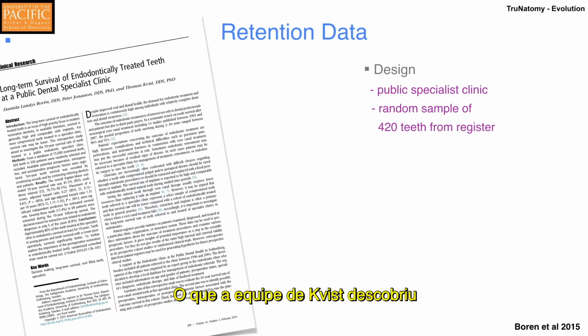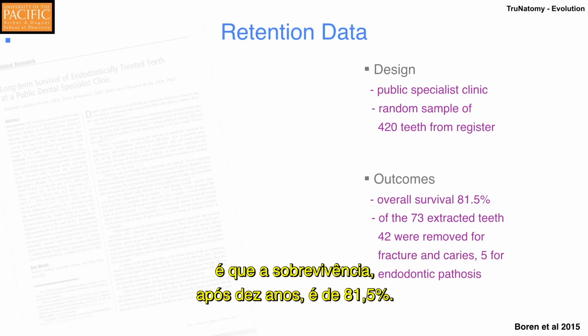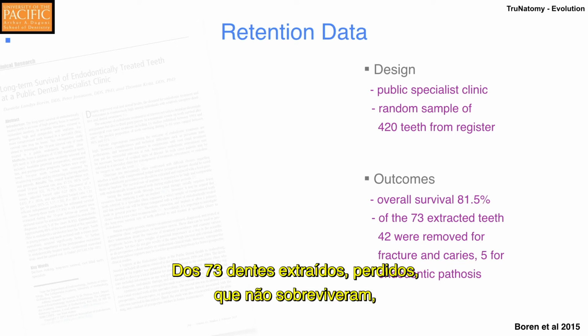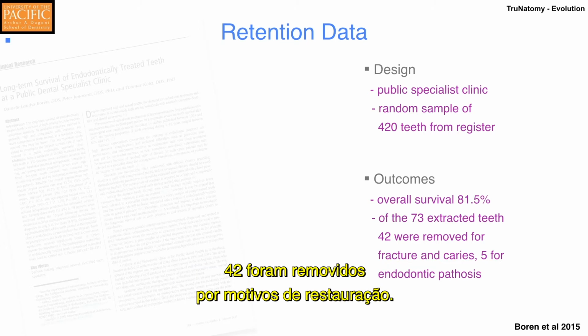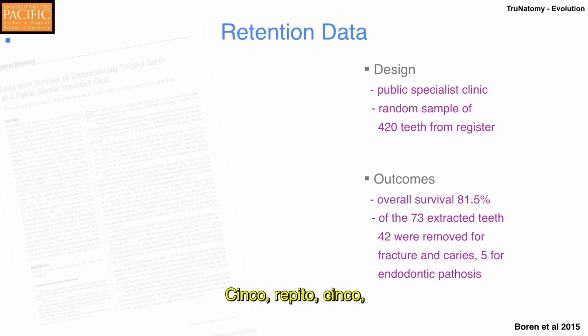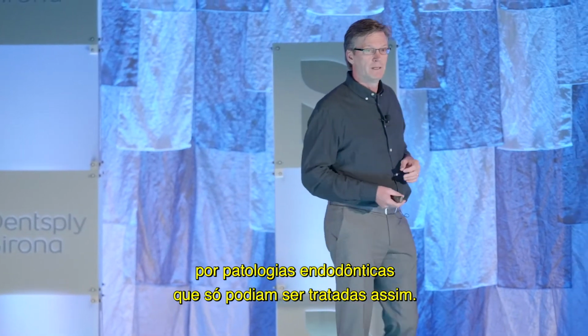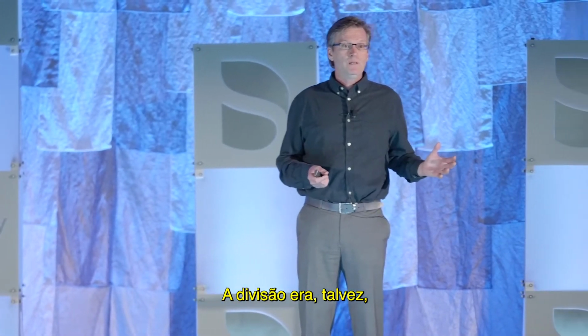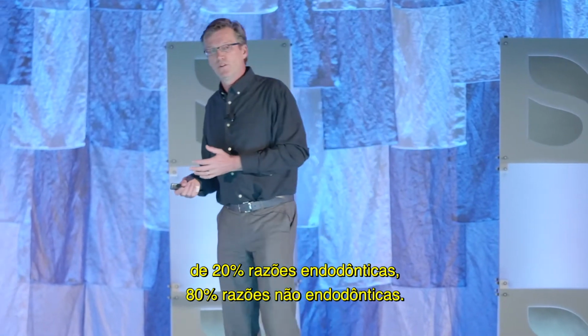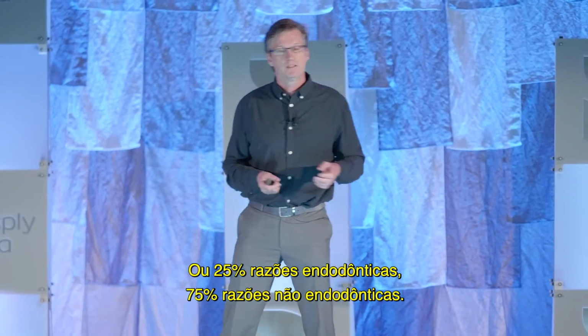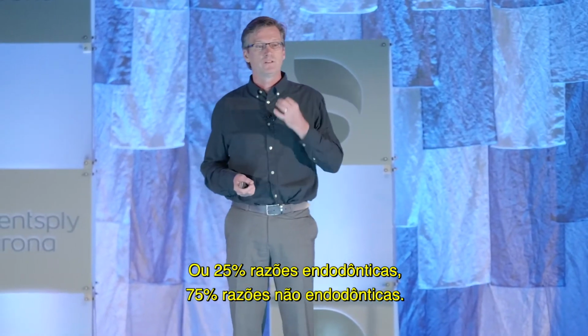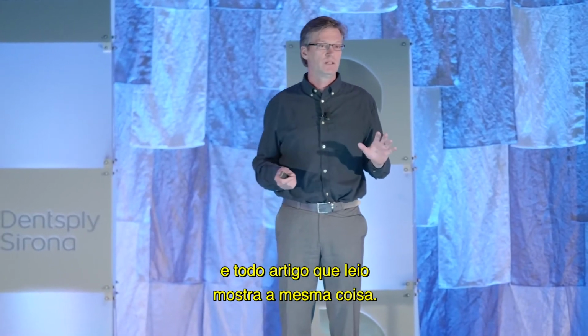What they find, and again, this is Thomas Quist's people, is that the overall survival over 10 years is 81.5%. Out of the 73 extracted lost teeth that didn't survive, 42 were removed for restorative reasons. 5, I repeat, 5 for endodontic pathosis that couldn't be treated any other way. The breakdown may be 20% endodontic reasons, 80% non-endodontic reasons, or 25% endodontic, 75% non-endodontic reasons. The cause for extraction. And every paper that I'm looking at shows the same thing.